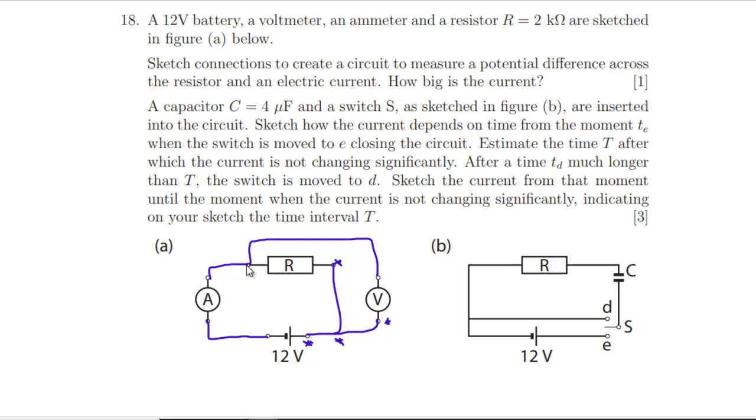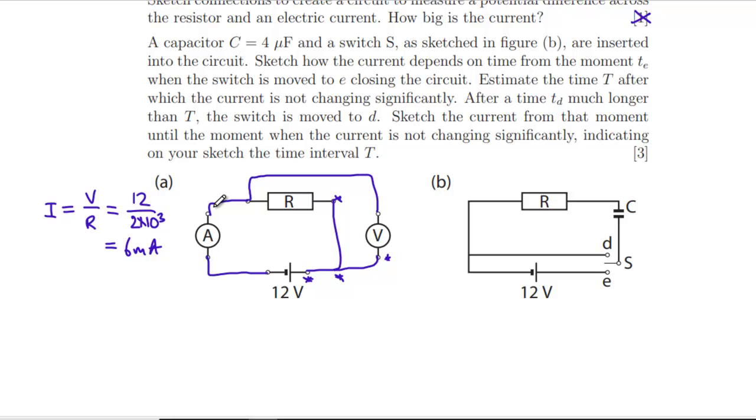What else? Oh yeah, how big is the current? So the current is the voltage divided by the resistance. What was the voltage? 12, and the resistance was 2 times 10 to the 3. So we've got 6 times 10 to the minus 3, which is 6 milliamps. So that's done the first part. It's a lot of work for 1 mark.